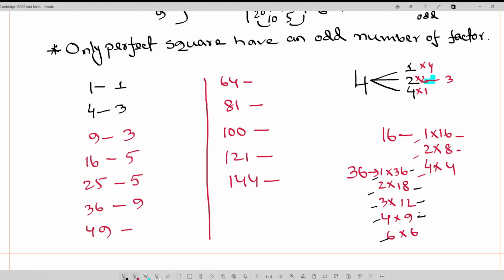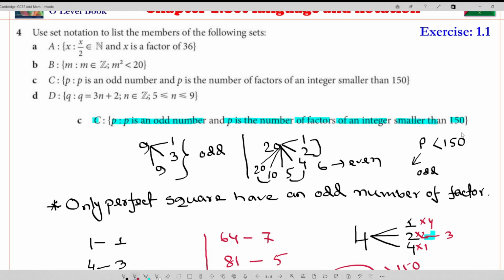It's 9. Similarly, 49 has 3 factors, then 64 has 7 factors, then 81 has 5 factors, 100 has 9 factors, 121 has 3 factors, and 144 has 15 factors. But why will we not continue? Because if you take 13 times 13 it is 169, but 169 is more than 150. Our question is to take P, the number of factors of an integer smaller than 150.